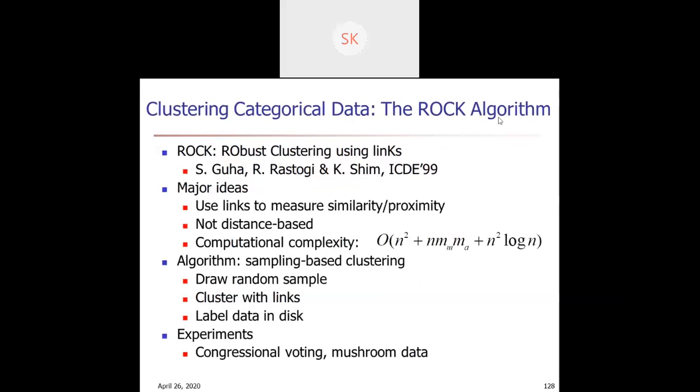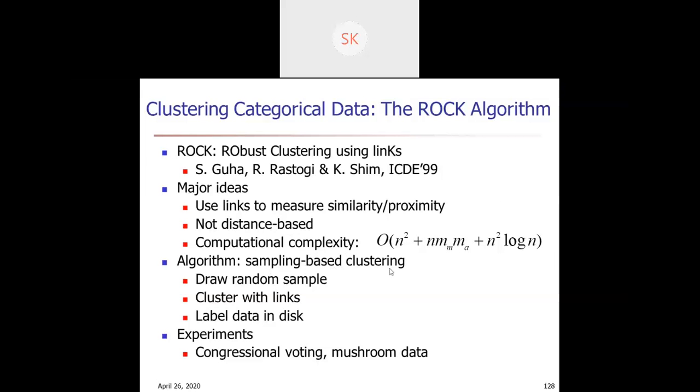Clustering categorical data, that is the ROCK algorithm. ROCK long form is robust clustering using links, proposed in 1999. Major idea is that it uses links to measure the similarity or the proximity. It's not distance based. Computational complexity is given as big O of n squared plus n m_m m_a plus n squared log n.